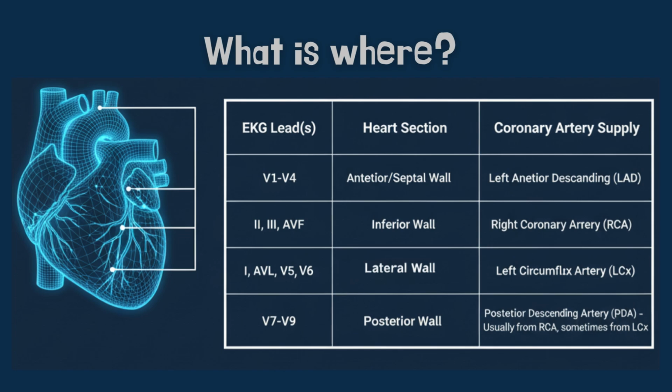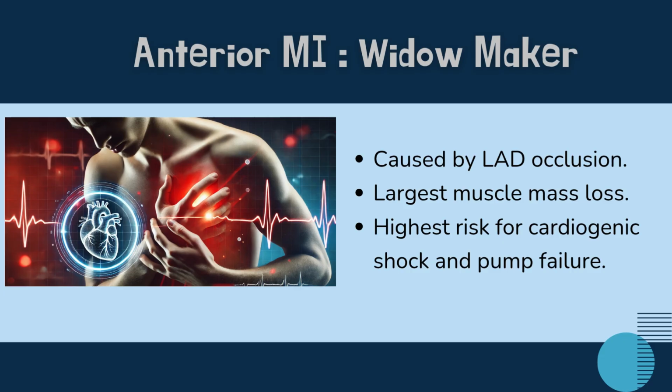The posterior descending artery usually comes from the right coronary artery, but sometimes from the left circumflex, depending on whether you have right or left dominance. Why does this matter? Well, each territory carries different risks. For example, if we see that we have an anterior MI from the left anterior descending, this is our widowmaker. You lose the most muscle mass because the left anterior supplies the largest territory. These patients in particular are at high risk for cardiogenic shock and pump failure, so we gotta monitor for that.